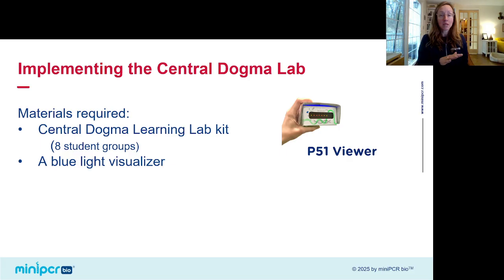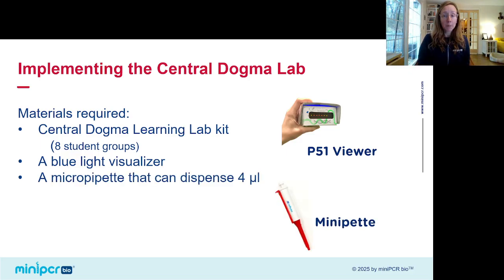Today I used a P51 viewer. That's one option, but it's not the only option. Any blue light visualizer would work here. So if you happen to have the Blue Gel by Mini PCR, that's our electrophoresis system, you can visualize your Central Dogma Lab samples in the Blue Gel. You also need a micropipette that can dispense 4 microliters. Today, again, I used a fixed volume micropipette, but you can also use a variable micropipette as long as 4 microliters is within its range.